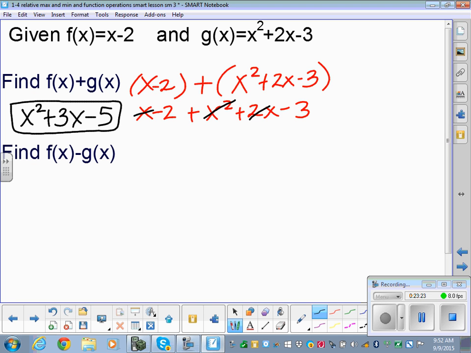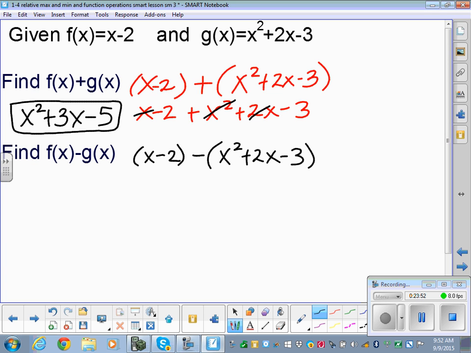Okay, let's do f of x minus g of x. Now this is the operation of all operations. If I'm chopping off a right leg, I need to be careful to make sure to chop off the right leg, not the left leg. So looking at this one, you got to be careful. F of x minus g of x. Order does matter with subtraction. So we're going to take f of x, which is x minus 2. We've got to write that first. So we'll have x minus 2. And then we're subtracting g of x. All of g of x. So we're subtracting x squared plus 2x minus 3.